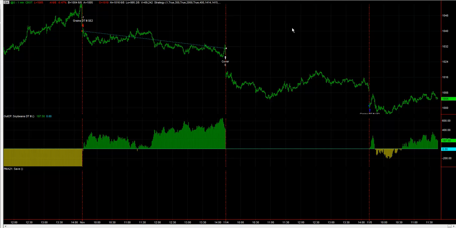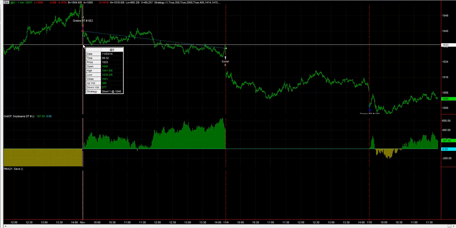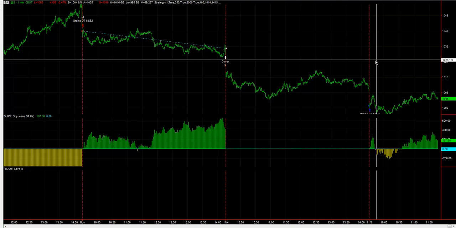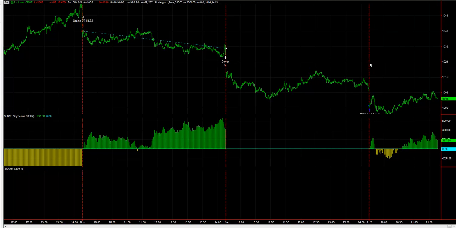The grains are one of the favorite sectors to trade. We have Soybeans Day Trader 3. You can see some of the recent trades here. Short trade a couple of days ago on Monday. On Wednesday, we have a long trade. Not a lot of movement in this market. It can go either way before the close.